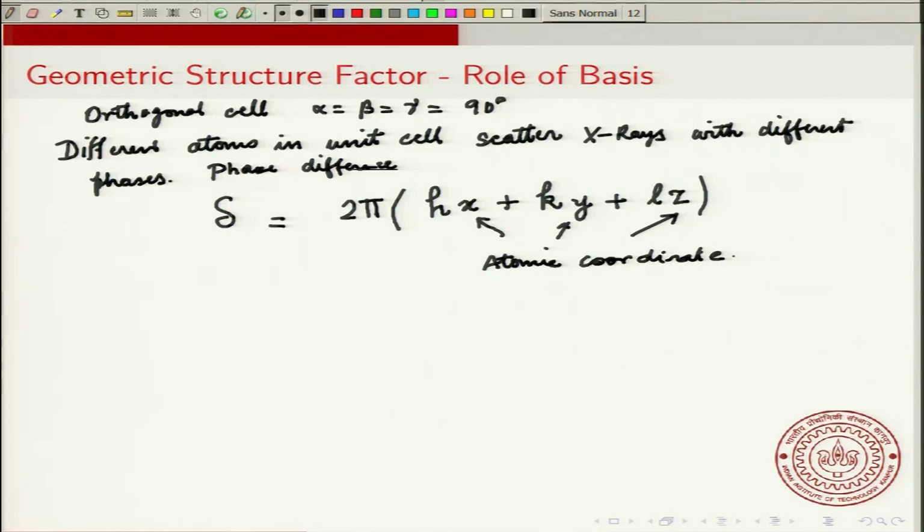And this phase difference delta is with respect to the atom at x equal to y equal to z equal to 0. So, this is the phase difference with respect to the atom at the origin. So, clearly if I put x, y, z as 0, then the delta will be 0. So, this delta is the phase difference of an atom located at x, y, z with respect to the atom located at the origin.